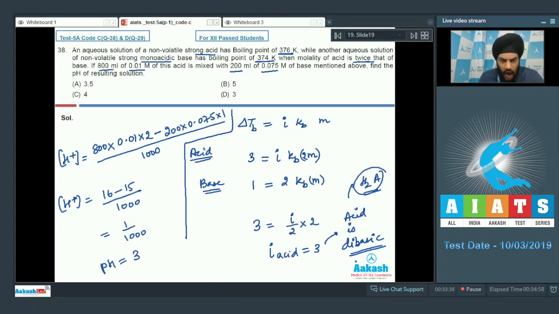So students, looking at the options, we can clearly see that we have to select the D option as the correct option for this question. Let us look at the next section.